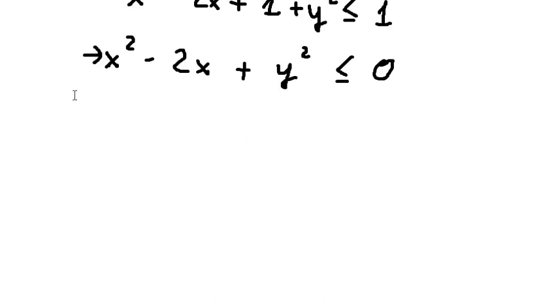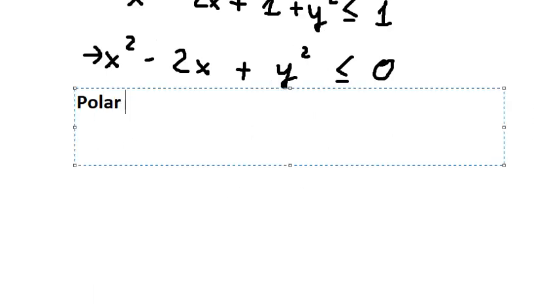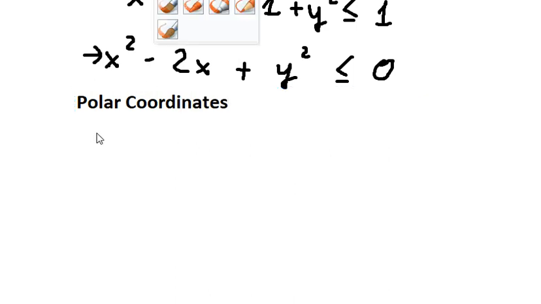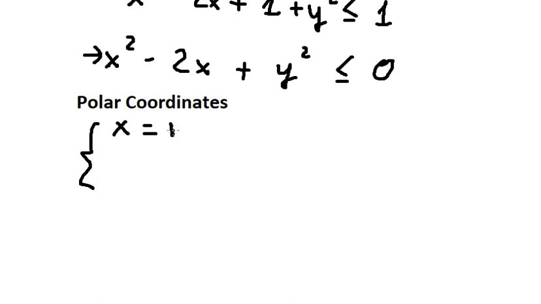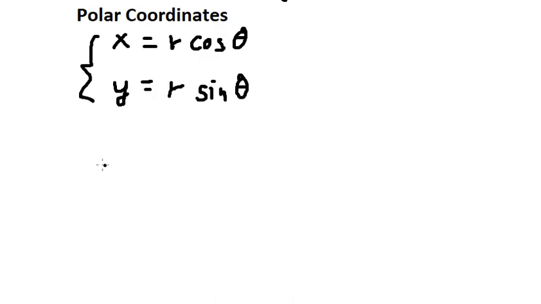And now we can use polar coordinates. So we put x equals r cosine theta and y equals r sine theta. And now we have x squared plus y squared. So I will put this one and this one go in here and here.